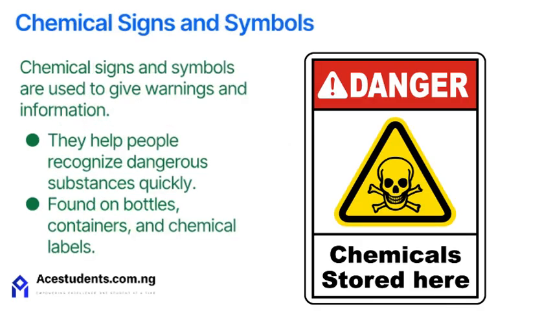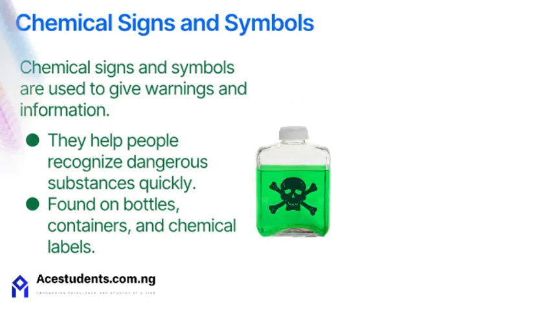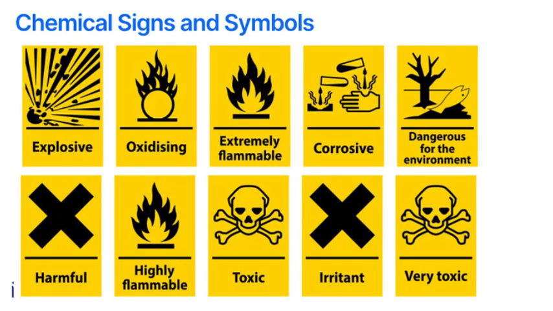Chemical signs and symbols are used to warn us about the dangers of chemicals. They are easy to recognize and help us stay safe. You will see them on chemical containers, safety labels, and warning signs. Chemical hazard symbols give us quick information about how dangerous a substance is.